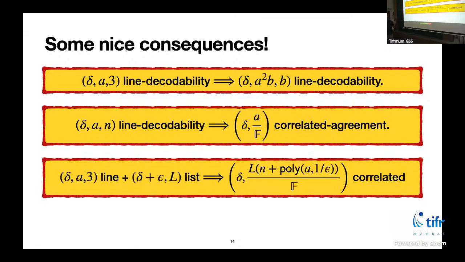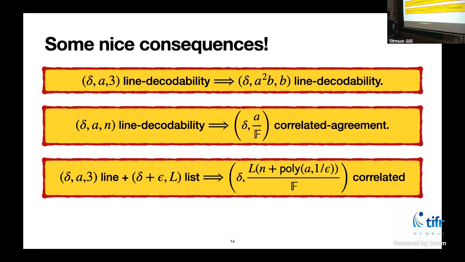And the next thing we say is, if you have some line decodability and some list decodability, which you might have because you have some great way of proving list decoding bounds, you can combine these into correlated agreement or line decodability, whatever you want to say. So this is nice because now the dependence on n is just based on the list size, and it is not dependent on a at all. If you earlier started with a square n, that might be much worse than what your list size wants.